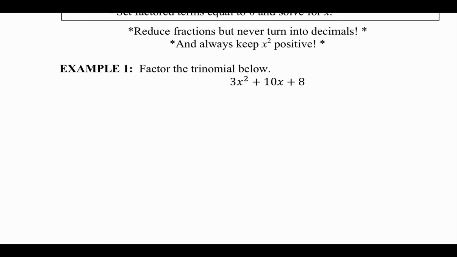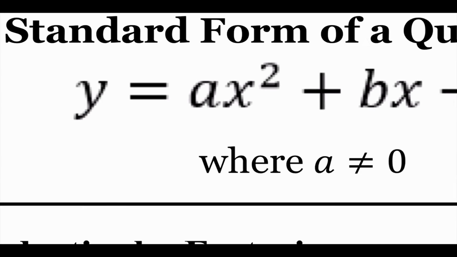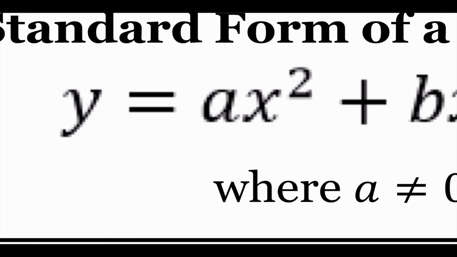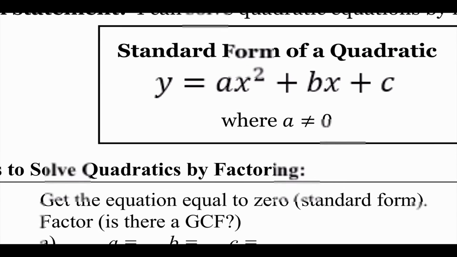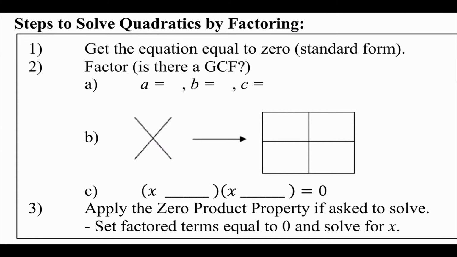Reduce fractions. We will get fractions today. We haven't got fractions in the last couple days. We have in the past, but not in the last couple days. We will get fractions. Don't turn them into decimals. Just reduce them if you can. Okay? And always keep x squared positive. So what I mean by x squared is the guy right here. Whatever a is, try to keep it positive because it makes your life a lot easier if it's positive. Okay? So these are the steps we're going to use.